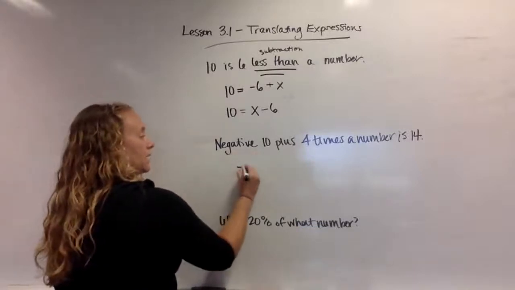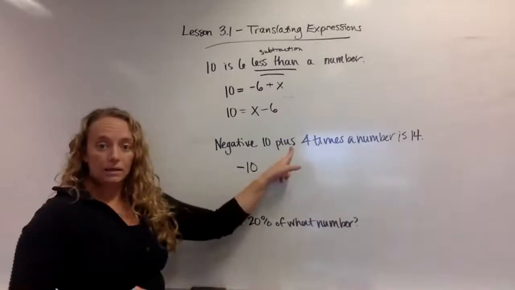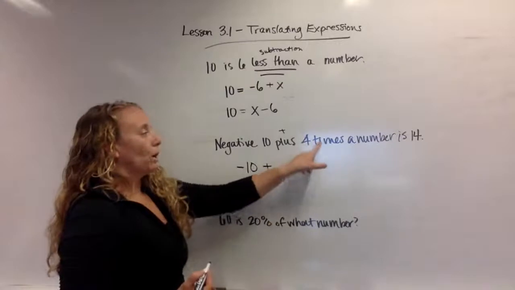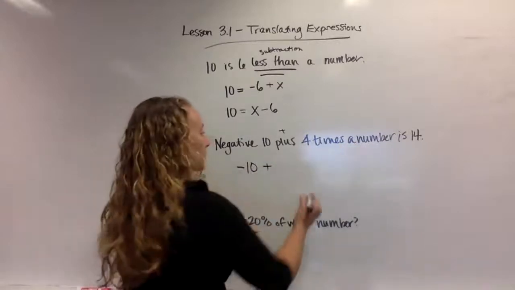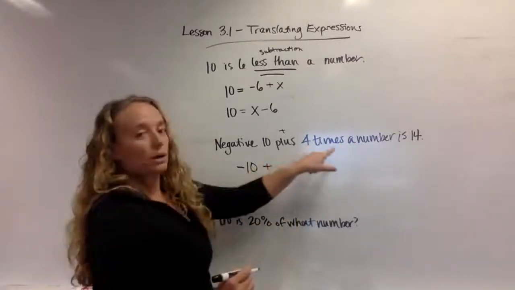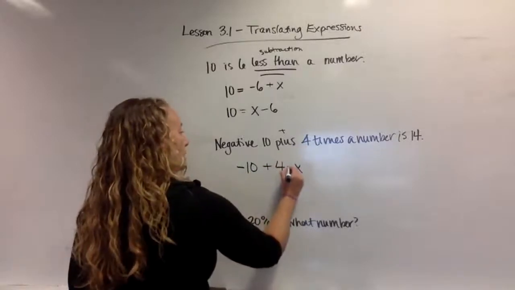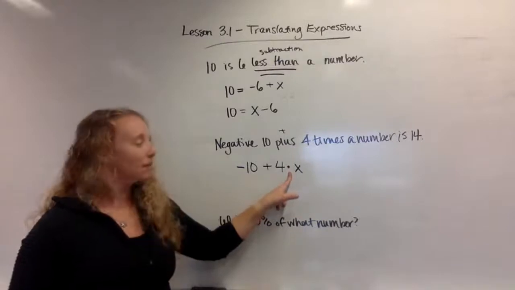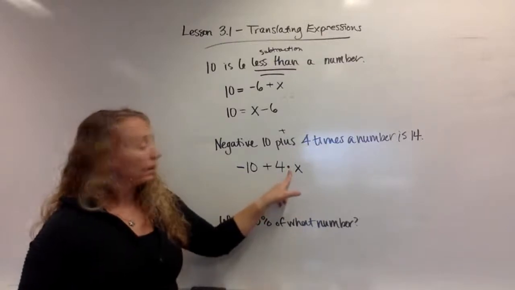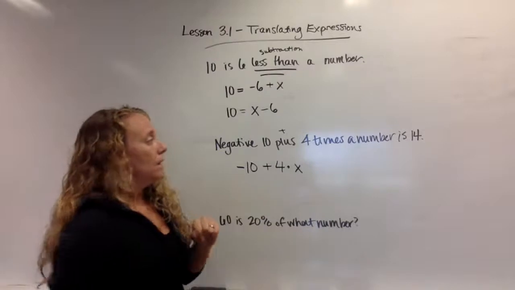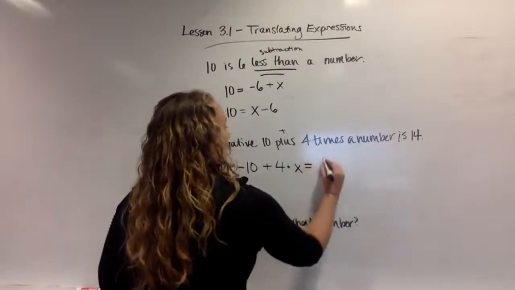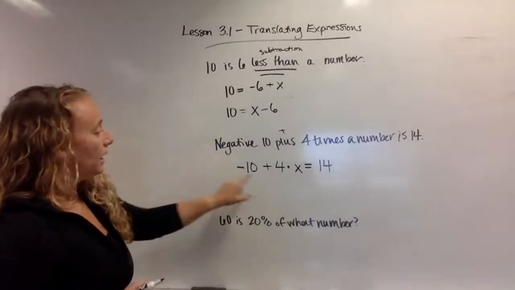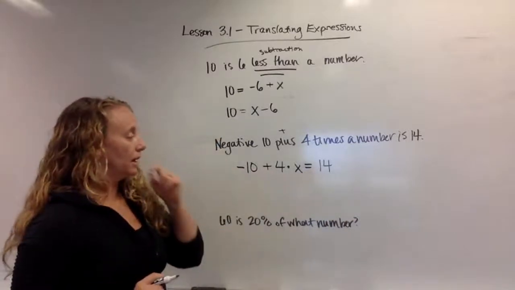Negative 10 plus means what? Addition. So we're going to add 4 times a number. Well, we know a number is X. How do I say 4 times? Well, I can say 4 times X. And notice I didn't put a multiplication sign or anything because we want to make sure it's very clear that we are multiplying that X. We know that is equals 14. All done. Negative 10 plus 4 times X equals 14.